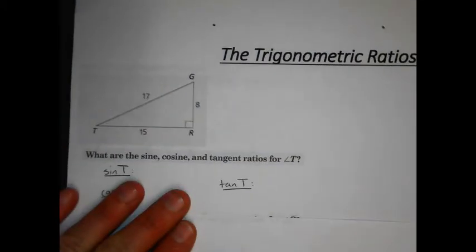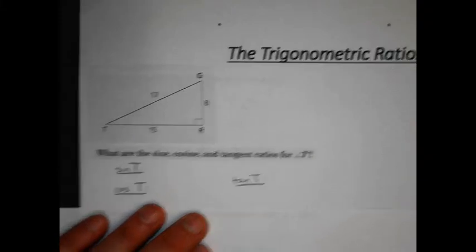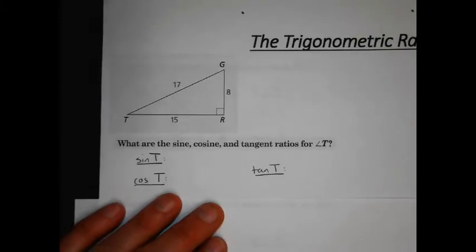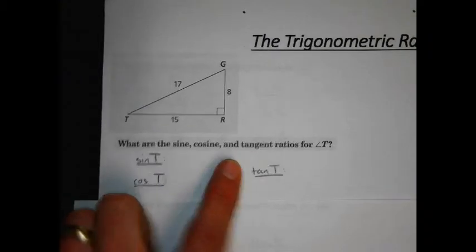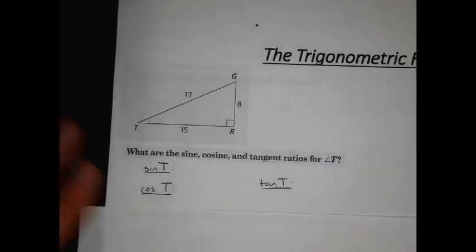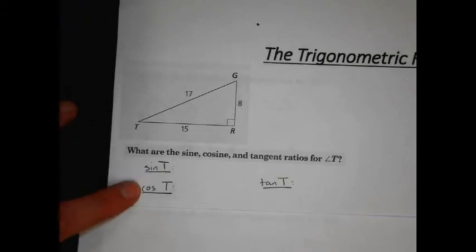So here's a diagram of a right triangle, and we got the trig ratios here. And the question is, what are the sine, the cosine, and the tangent ratios for angle T? Here's how that is written: sine of T, cosine of T, tangent of T.